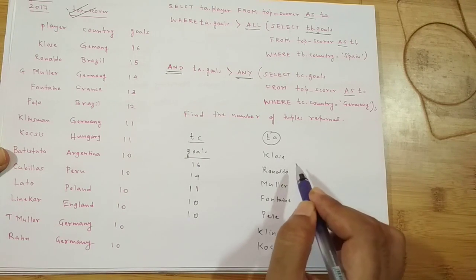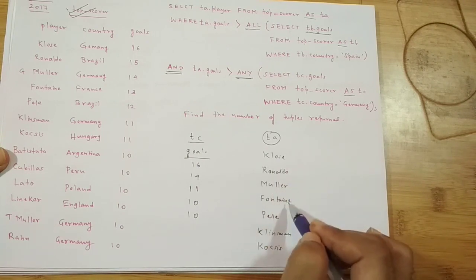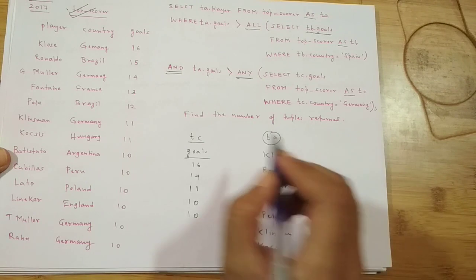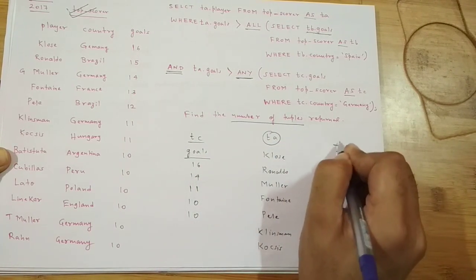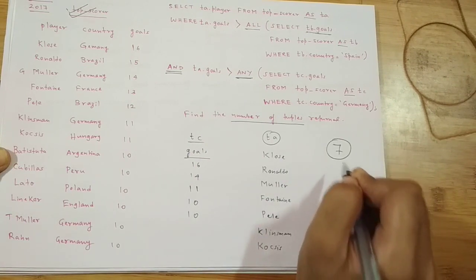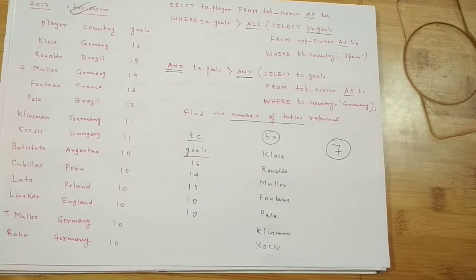So finally, how many players have made it? 1, 2, 3, 4, 5, 6, 7. So the number of tuples returned is 7. So this is my answer. Thank you.